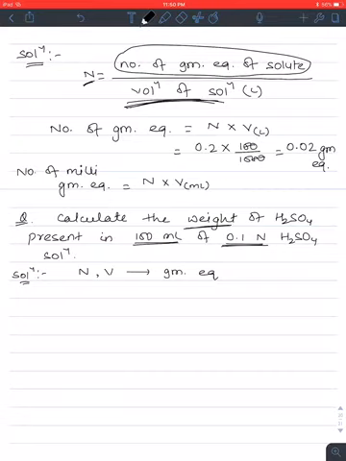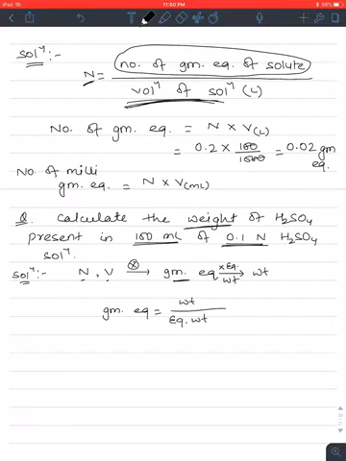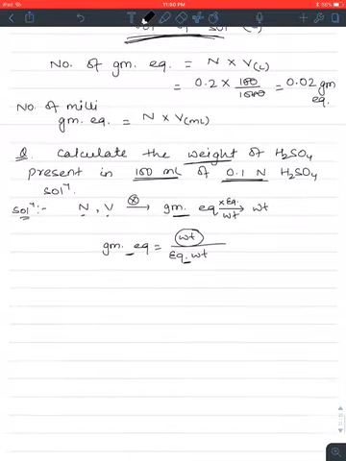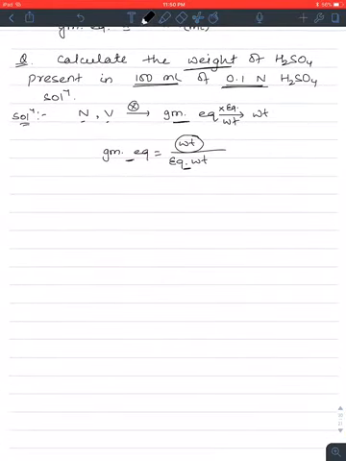And if I'm able to find gram equivalent, that gram equivalent can be converted to weight. You are getting my point? How will we get gram equivalent from normality and volume? If I'm multiplying them, we'll get gram equivalent, and remember the formula, gram equivalent is equal to given weight divided by equivalent weight. So if you multiply gram equivalent and equivalent weight, what will we get? We'll get the weight of H2SO4. So let's do this question fast.